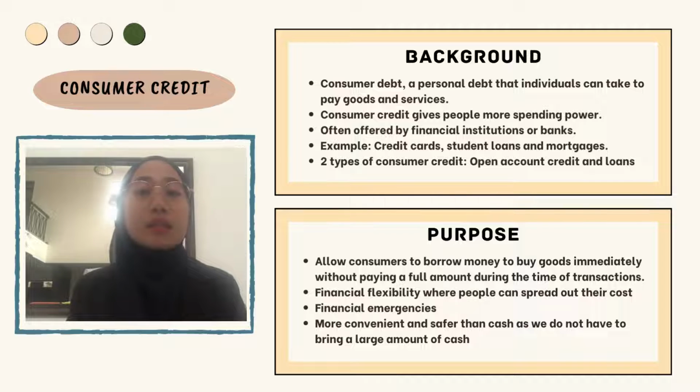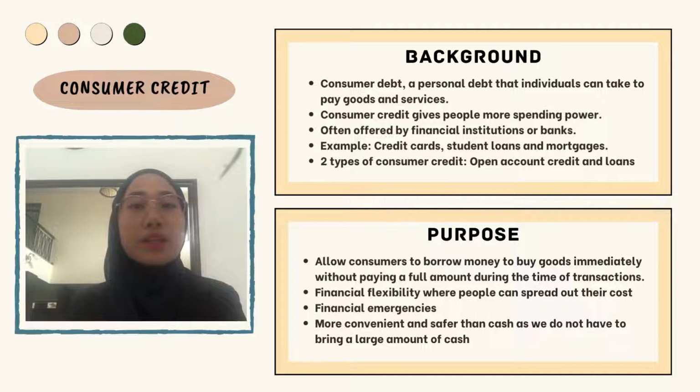Consumer credit must be understood clearly as it can lead to a temptation to overspend on expensive things that are not necessary. Two types of consumer credit are open account credit and loans. Open account credit includes credit cards, charge cards, retail charge cards and revolving credit lines. Loans are money that is usually in a large amount and has a longer repayment period. The purpose is to allow consumers to borrow money to buy goods and services immediately without having to pay the full amount at the time of transaction.